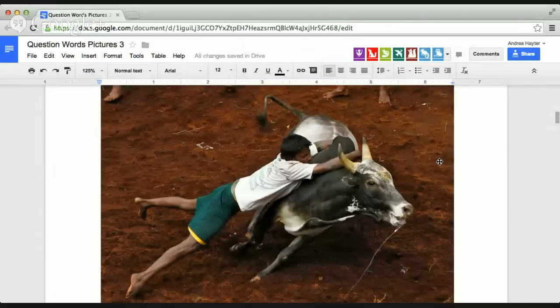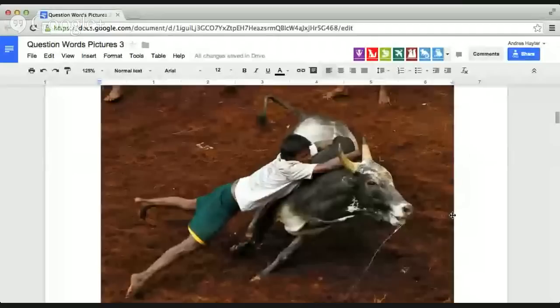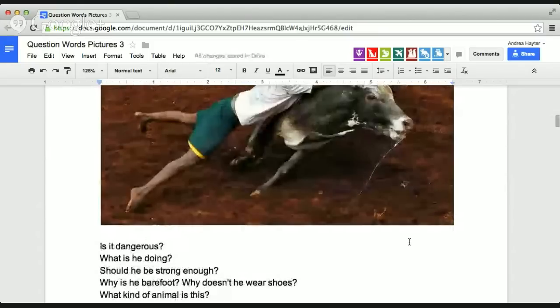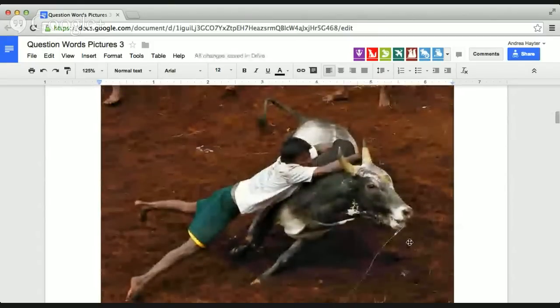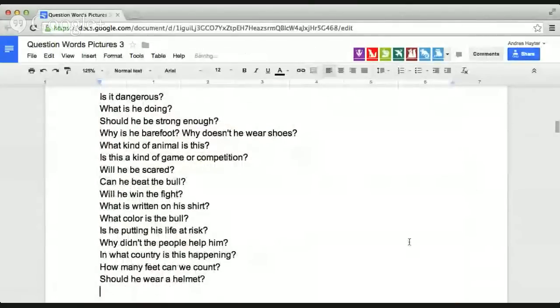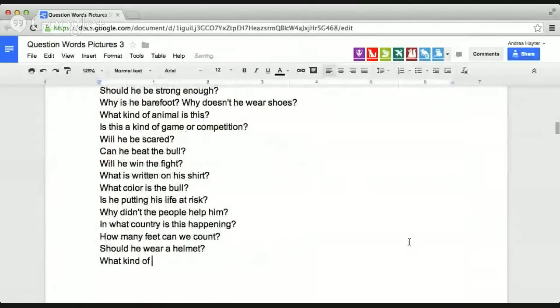Should he wear a helmet? That's a good question. Probably he should. Should he, and then wear is your main verb, and then your object, a helmet. What should he wear? A helmet. Okay. Can we say what the kind of this soil? I'd say what kind of soil is this? Yeah.